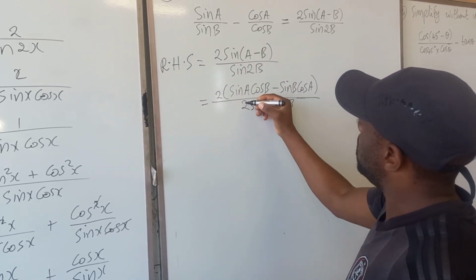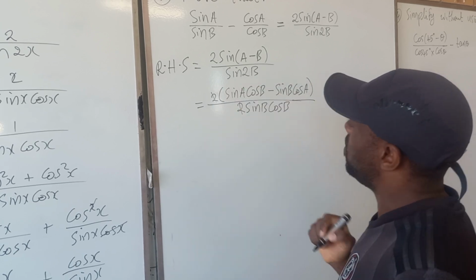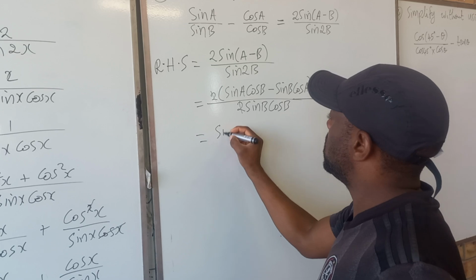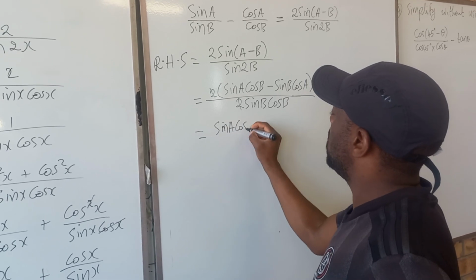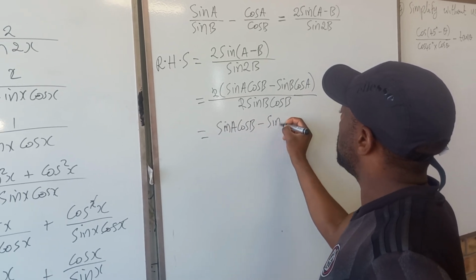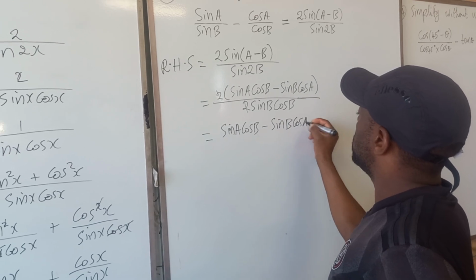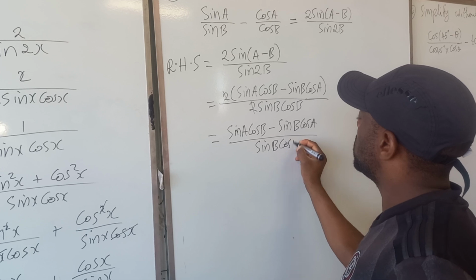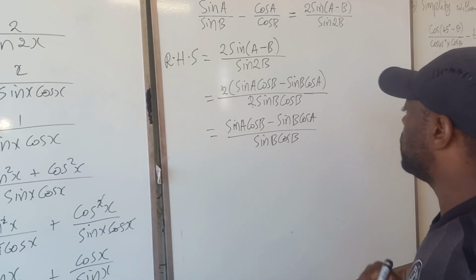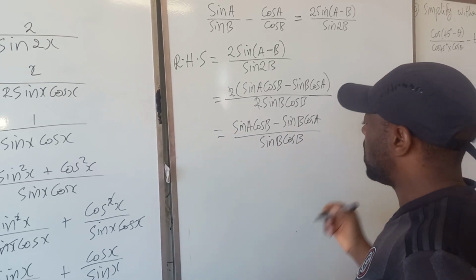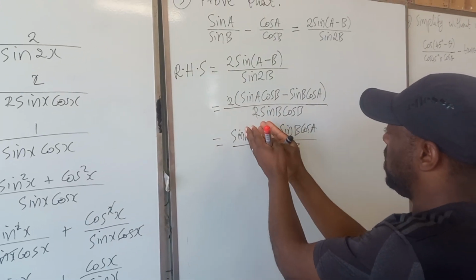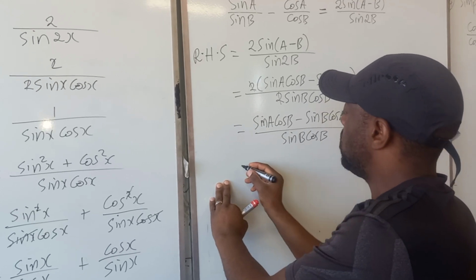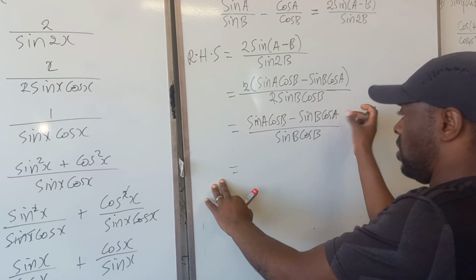So here you see that the 2 will immediately eliminate itself. Then I'm left with sine a cos b minus sine b cos a divided by sine b cos b. So here sine b cos b is now like the LCD. So I can give it to the first and to the second term because the LCD, that's the lowest common denominator, belongs to everyone at the numerator.